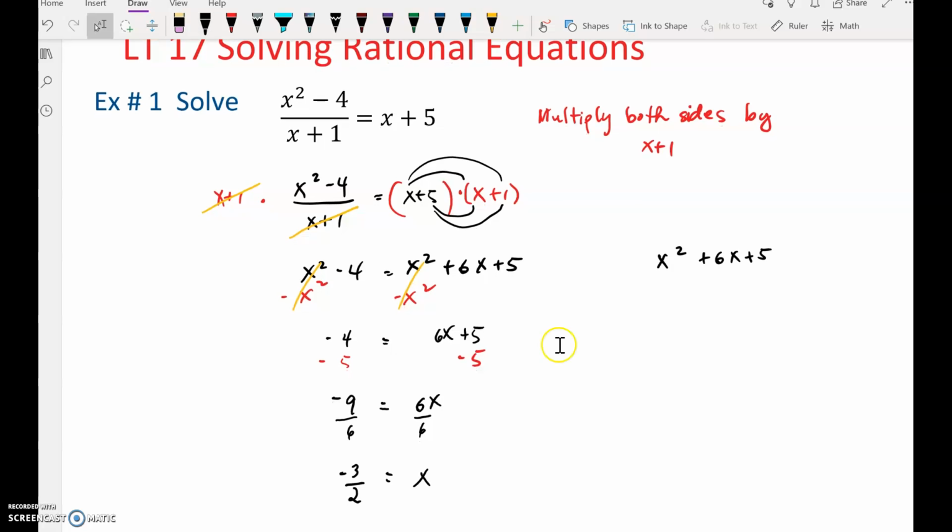But remember, this is a rational equation. You have to consider the restriction here, what value will make the function or the equation undefined. If it so happens that this value is something that's going to make the denominator 0, you will say that you have no solution. But here, the value that will make x plus 1 equal 0 is negative 1, and that is not the solution we got. So therefore, this is our solution for this example. x equals negative 3/2, or we could also say negative 1.5.